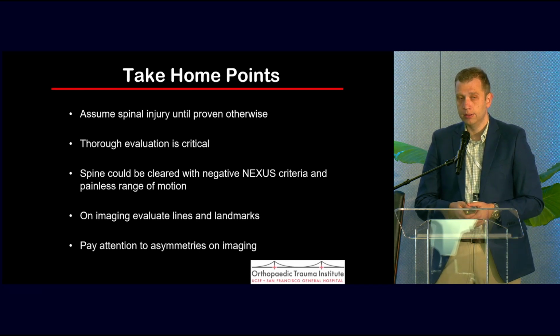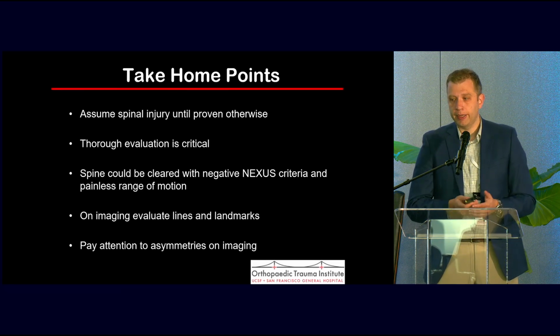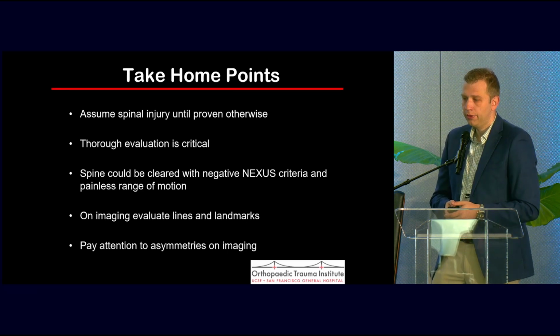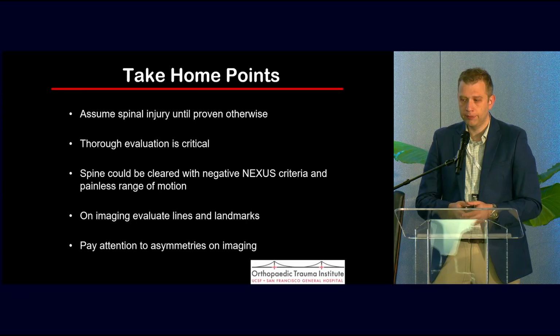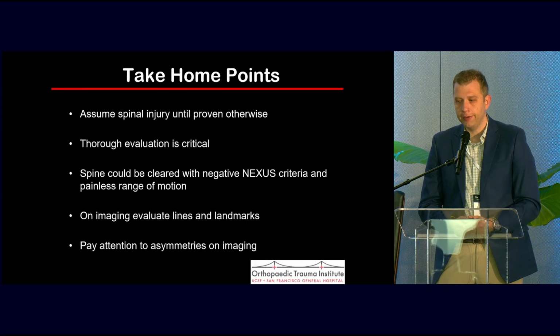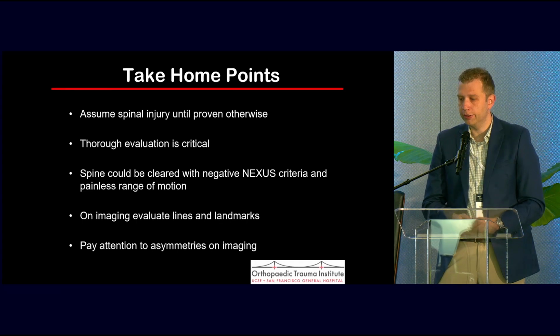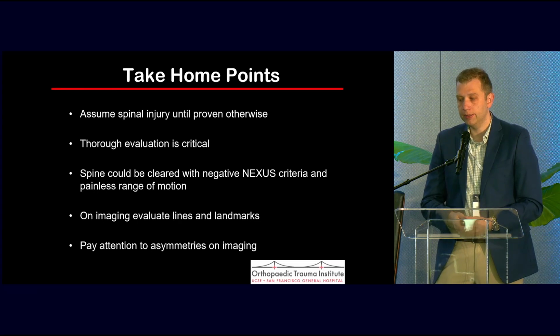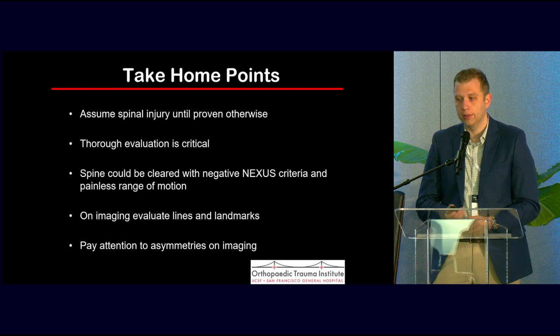And so, in summary, assume spinal injury until proven otherwise. Thorough evaluation is critical. Spine could be cleared with negative NEXUS criteria and painless range of motion. On imaging, evaluate the lines and landmarks and pay attention to all asymmetry on imaging.